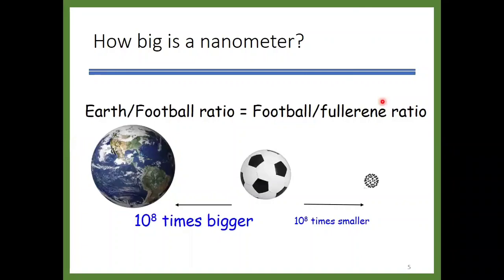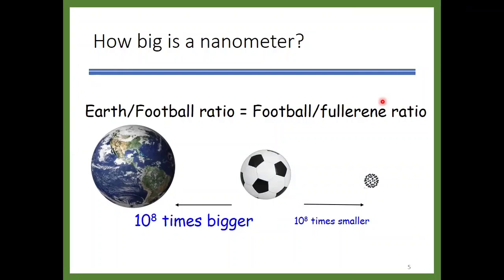So this is a very commonly used example to help you imagine how small these nanoscale dimensions are. If you take the size of the Earth and the size of a football, the difference in size between these two is the same as, I mean how many times smaller, Earth to football, 10 to the power 8 times difference in size. The same size difference is there for the football to fullerene size ratio.